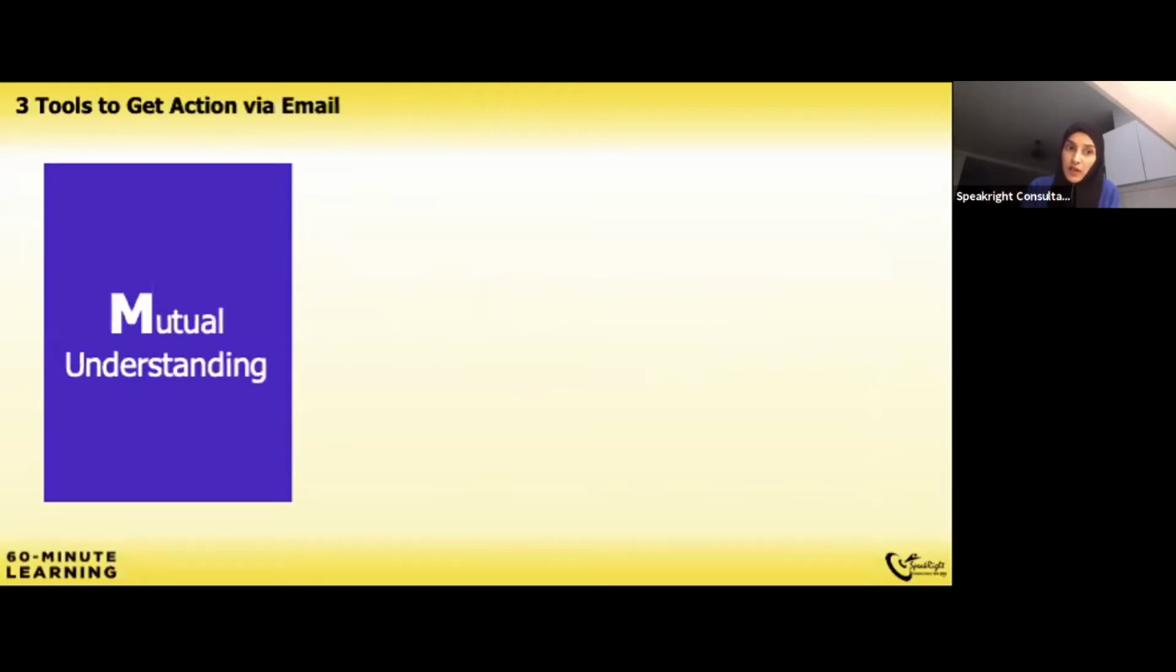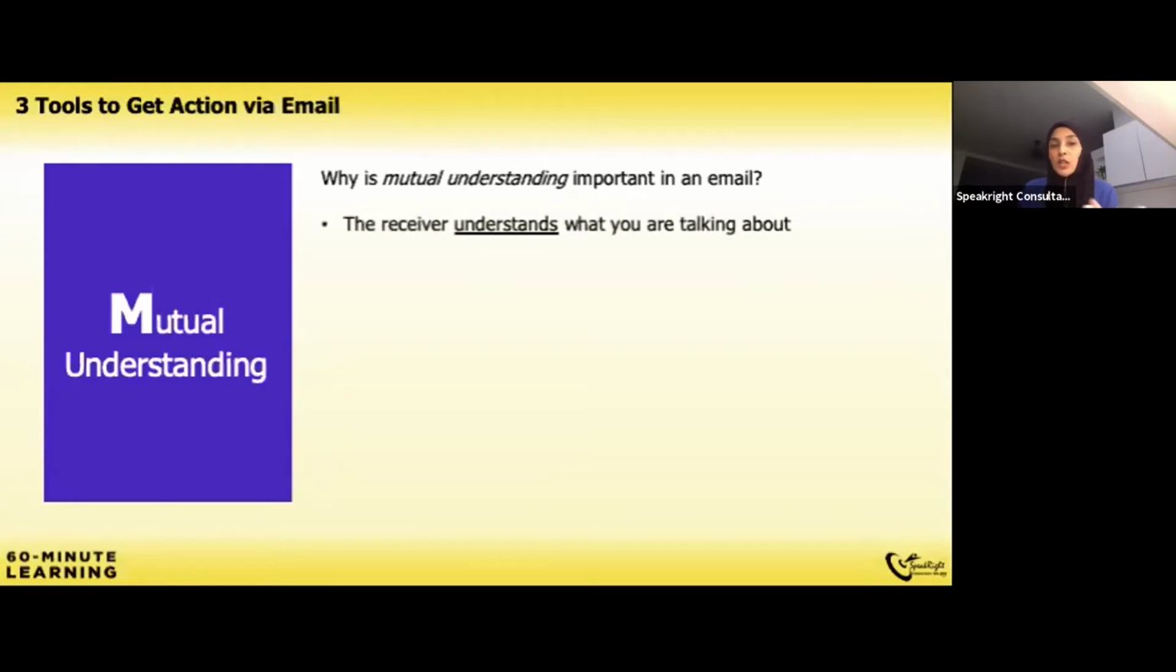So the receiver, which is Jenny, needs to understand what you are actually referring to. Never assume that the receiver understands and remembers what we are talking about. Never ever assume that. So why is mutual understanding important in an email? Because we want to make sure that the receiver understands what you are talking about first.